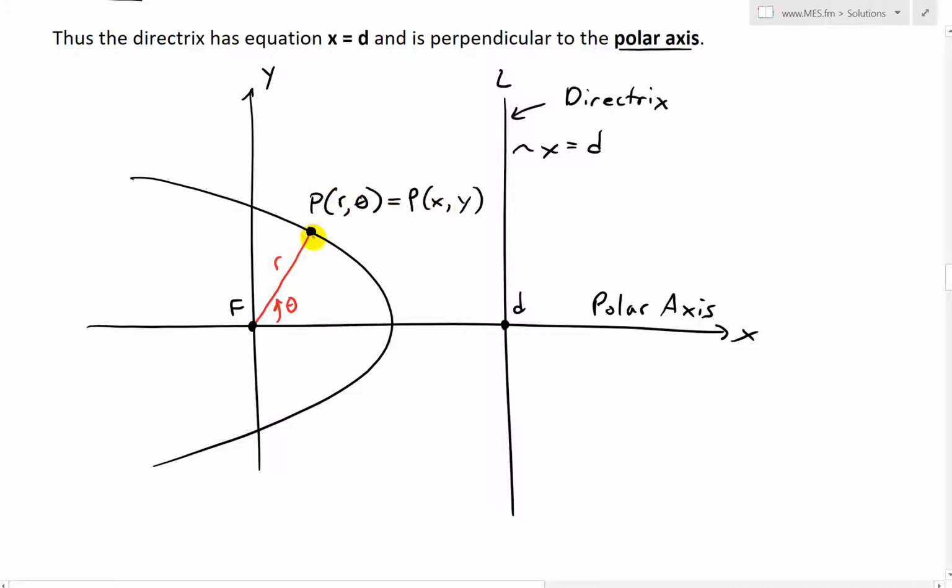And now the corresponding Cartesian connection is going to be like this. The vertical side is going to be y. So recall as well that y equals r sine theta.